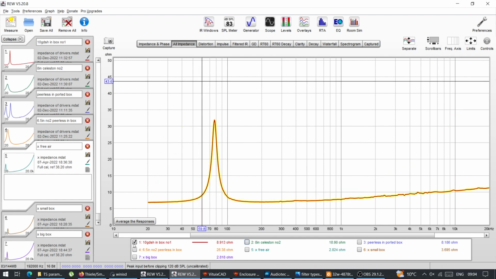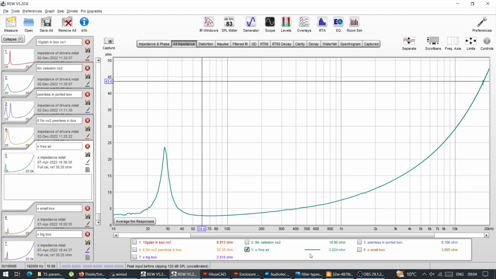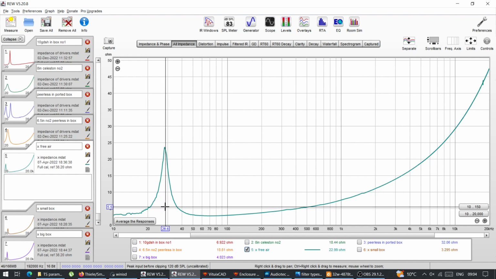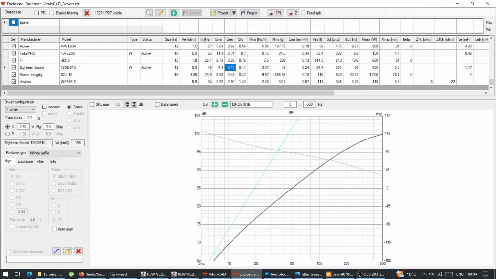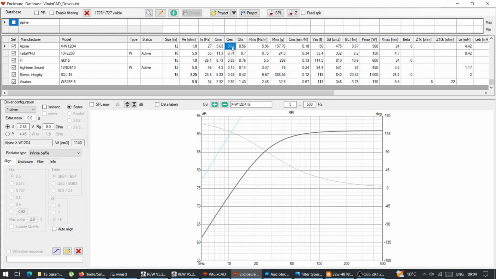Now, Q changes if you put a driver in a box. So the Q changes and the central frequency changes. So this, for example, is my Alpine Type X. It has an impedance graph like this, an impedance peak. It has a Q of, if I remember, where is it? Alpine Type X, QTS 0.6, QES. Yeah, so it's kind of peaky.